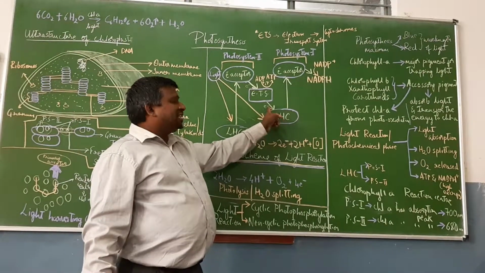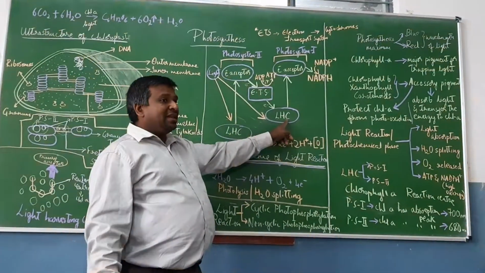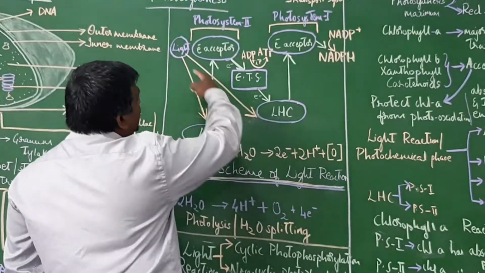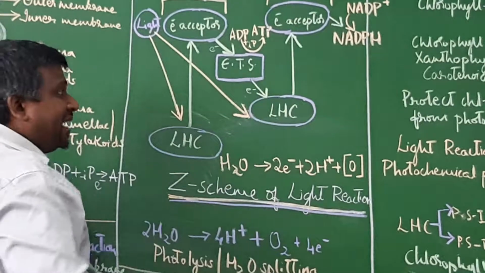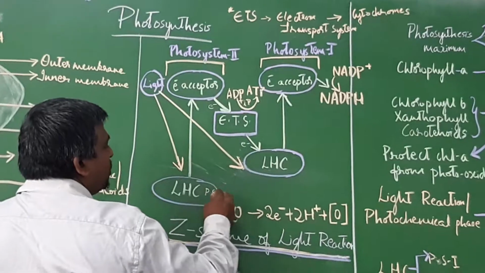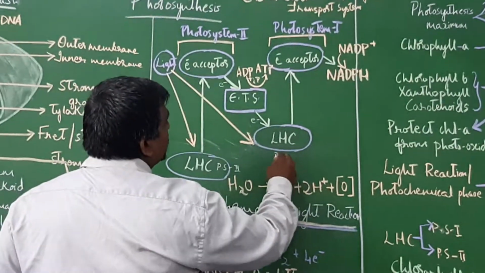Now the electrons which have less energy are given to the light harvesting complex. Again, the electrons which have reached the light harvesting complex get excited by the light. See this light harvesting complex: here it will be photosystem 2, and here it would be photosystem 1.